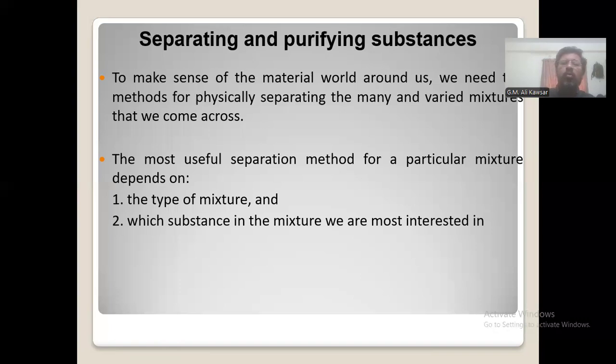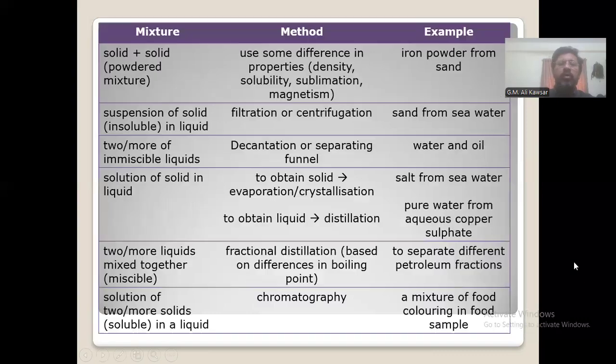Okay, gradually, I hope you will understand everything. Let me explain the process first. Here are some examples and the techniques are given. For example, if a mixture contains two different types of solids, then many times we use a method based on the differences in the properties of the two substances. For example, in a mixture of two solids, if it contains a magnetic substance, then we can easily separate that magnetic substance by using a magnet.